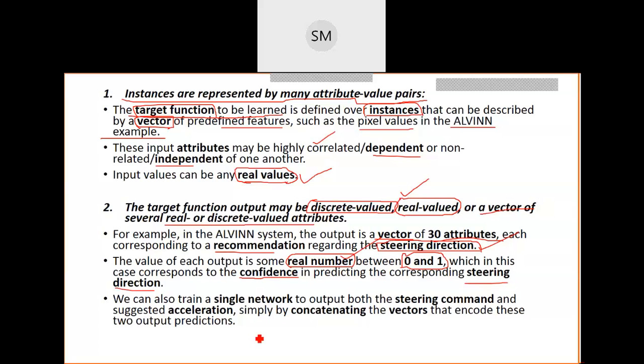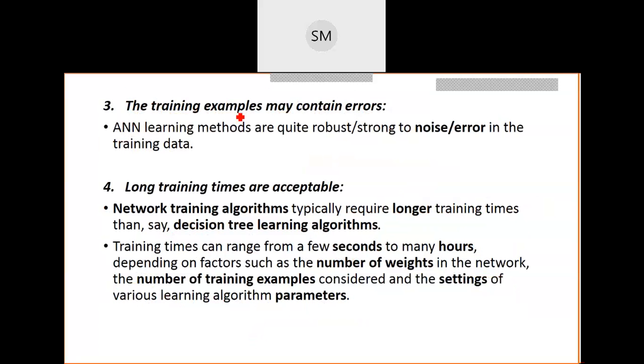After this, the third problem is that the training examples may contain some errors. Just now I told you one word, noise, right? So if our training examples or training instances contain some errors or noise, then also we can use this artificial neural network. These artificial neural networks are very strong for such problems because they can easily handle them. Because of that we say the artificial neural network is robust for problems which contain some noise or error in our training data or training examples.